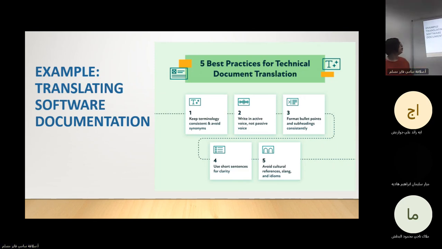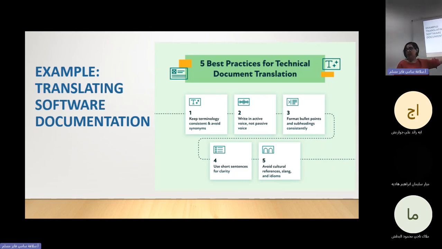Okay? So for example, these are the 5 best practices for technical document translation. First, keep terminology consistent and avoid synonyms. Write in active voice, not passive voice. Format bullet points and subheadings for clarity. Use short sentences for clarity.